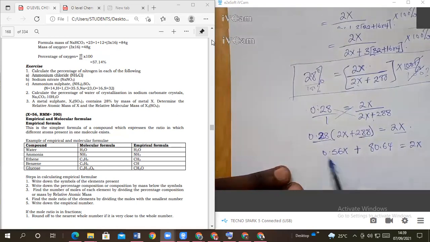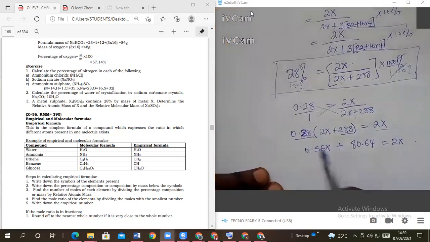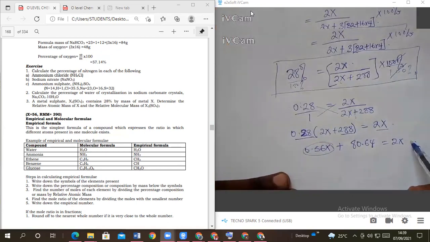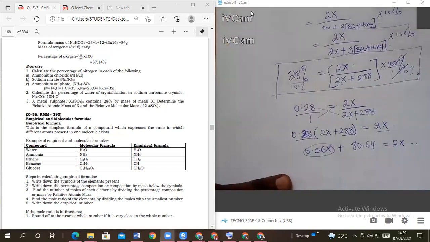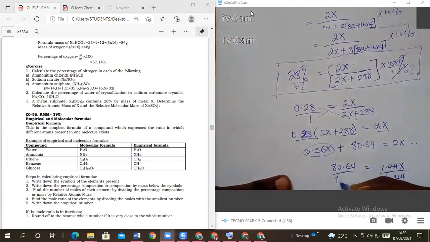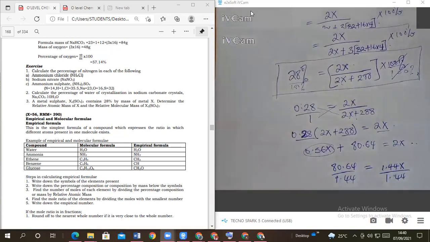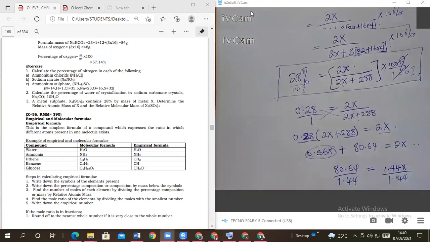Now, we will take this one the other side. What do you do if you want to take this one the other side? Subtract. We subtract. So 2 minus 0.56, what do you get? 1.44. X is the same as 80.64 divided by 1.44. What do you get? X is 56. Is it the answer we have here as X?